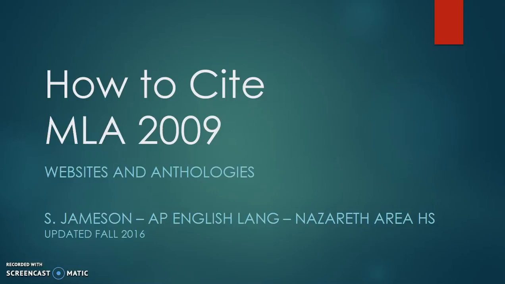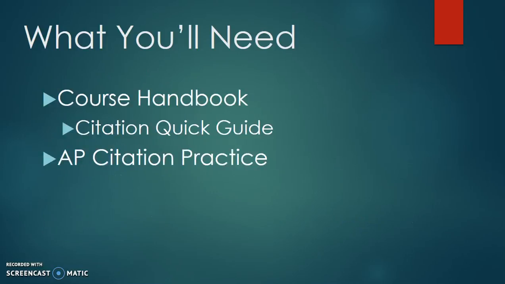All right, so what you're going to need for this lesson is two things. One of them is the course handbook. In the course handbook, you have a citation quick guide, and you're also going to need the handout that you got in class called AP Citation Practice. Both of them are also available on Schoology in the research paper folder if you need to access them electronically.